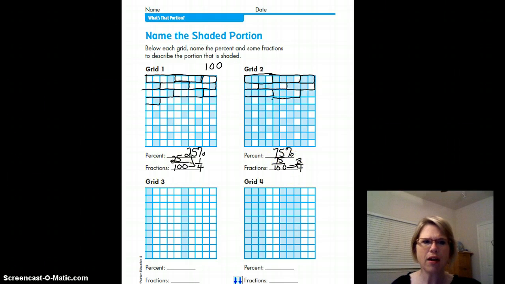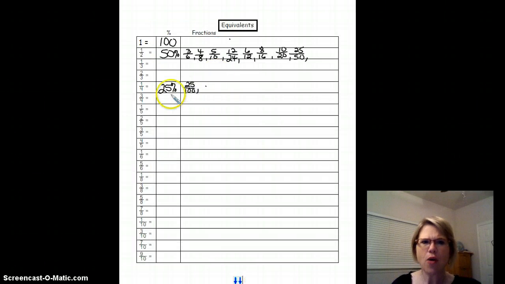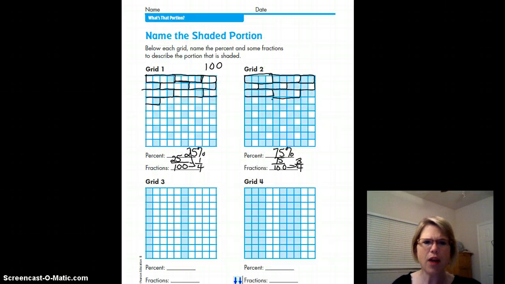So let's go back. So 3/4, there it is. There's my fraction 3/4. So we said it was 75%, and we said it was 75 hundredths. What I want you to do is I want you to go now, and I want you to do grids 3 and 4. Go ahead and pause it, and in a minute I'll come back and show you what my answers are. Make sure you fill out your equivalence page.